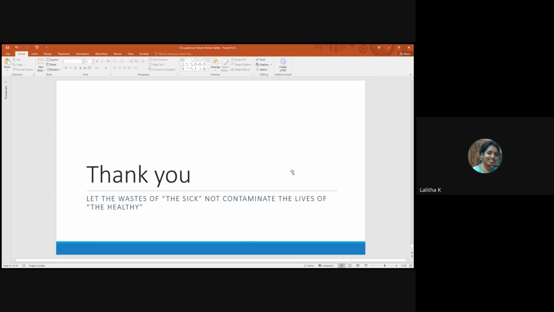Okay. So these are some of the occupational safety measures which we need to keep in mind so that we can go back home safely and also ensure patient safety. I like this statement, and I would like to conclude with this: Let the waste of the sick not contaminate the lives of the healthy individuals.